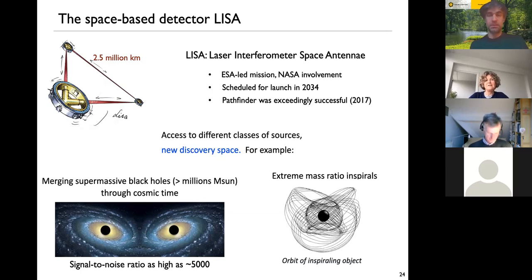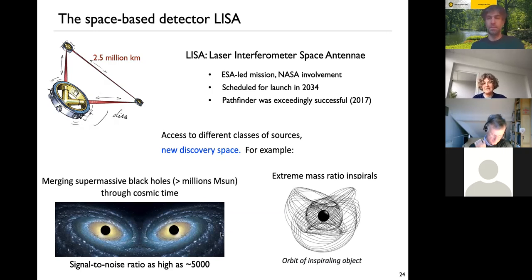The reason we want this detector in space is because it is sensitive to sources with very different frequencies that emit gravitational waves in a very different band. So completely complementary to any sources that ground-based detectors can observe. For example, this detector would see merging supermassive black holes, which exist in galactic centers, throughout cosmic time. And some of these signals would be hugely loud. So again, enable high precision studies.